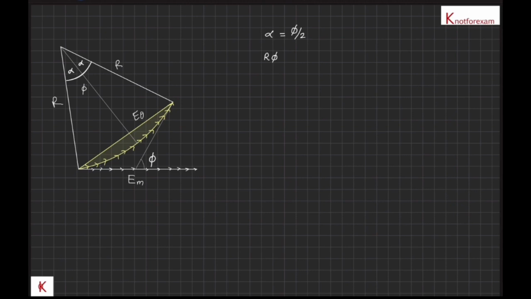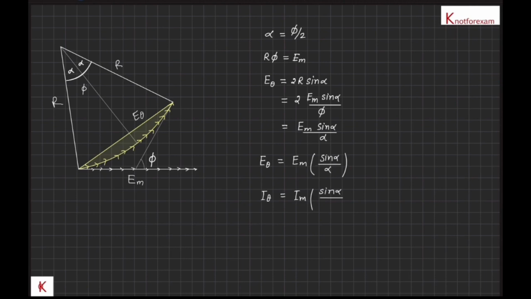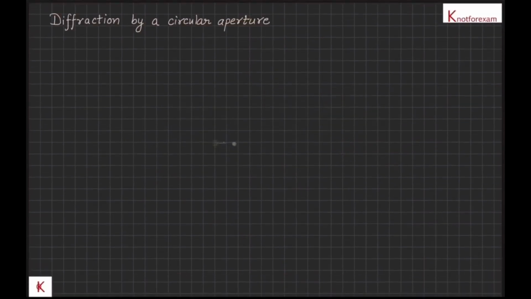By geometry, arc length r phi is equal to maximum value of amplitude Em, which is at theta is equal to 0, and amplitude at angle theta, E theta is equal to 2r sin alpha, that is equal to 2 Em sin alpha upon phi, or Em sin alpha upon alpha. Therefore, intensity at angle theta is equal to Im sin alpha upon alpha whole square. We are going to discuss diffraction by a circular aperture.